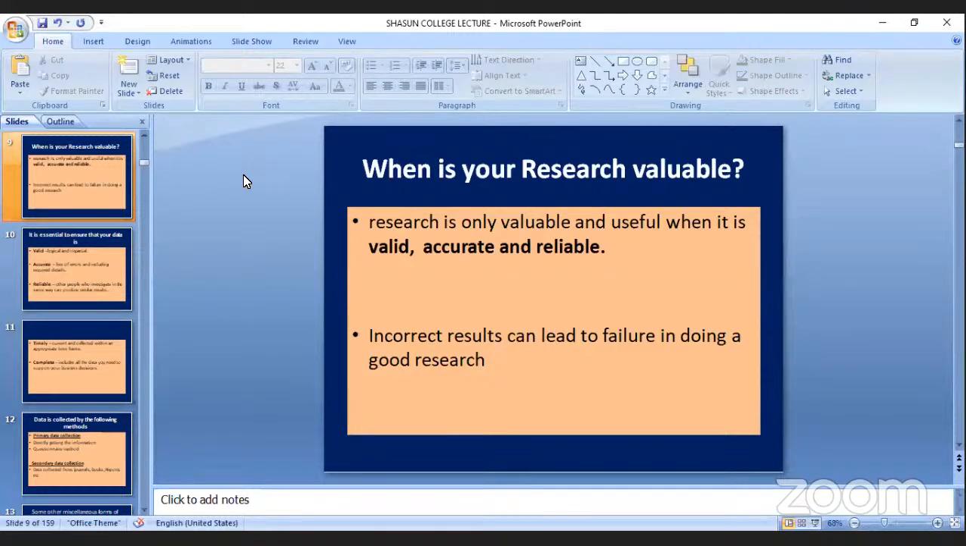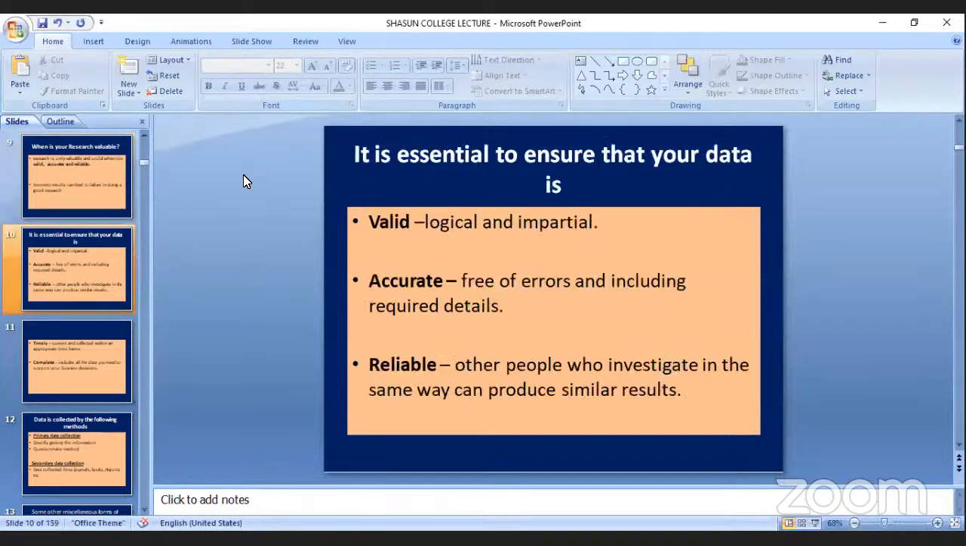So incorrect results will lead to failure. As I told you, when you are not collecting the data from the particular source you are actually supposed to, then it is a failure. It is a mere failure of your research. So that is very, very important.